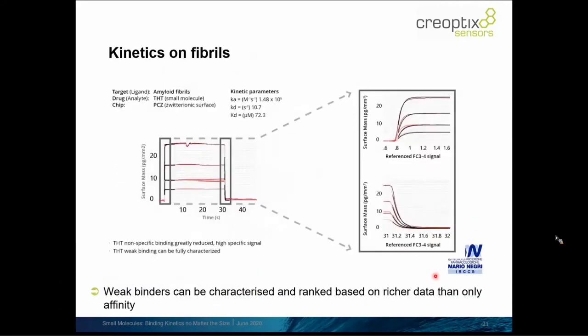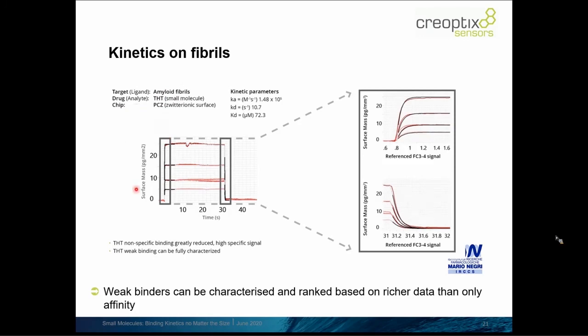Another example here where we were interested in very quick kinetics, and that is ThT, a small molecule binding to fibrils, actually amyloid fibrils, which we, in this case, immobilized onto a PCZ surface. That's a special surface, a special Wave chip you can order directly that has more balanced negative and positive charges. So it's a zwitterionic surface. We were able to immobilize decent amounts of these fibrils, and then I think almost for the first time see the ThT binding to it.